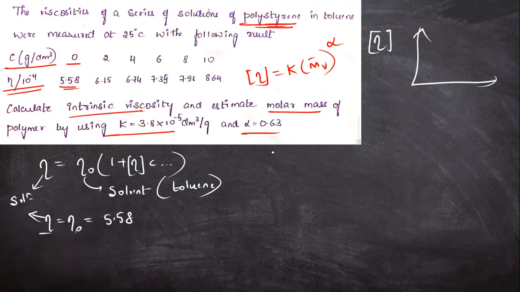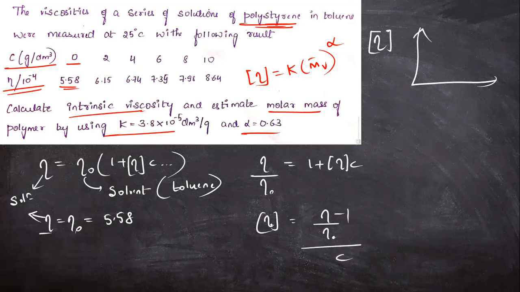Okay, so let me elaborate this equation. Let me take eta by eta naught will be equal to 1 plus intrinsic viscosity into C. So intrinsic viscosity will be equal to eta by eta naught minus 1, whole divided by C. So intrinsic viscosity will become equal to eta by eta naught minus 1, whole divided by C, when C tends to 0. Okay, when concentration approaches 0, at that time the intrinsic viscosity will become equal to this. So let's draw a graph here.